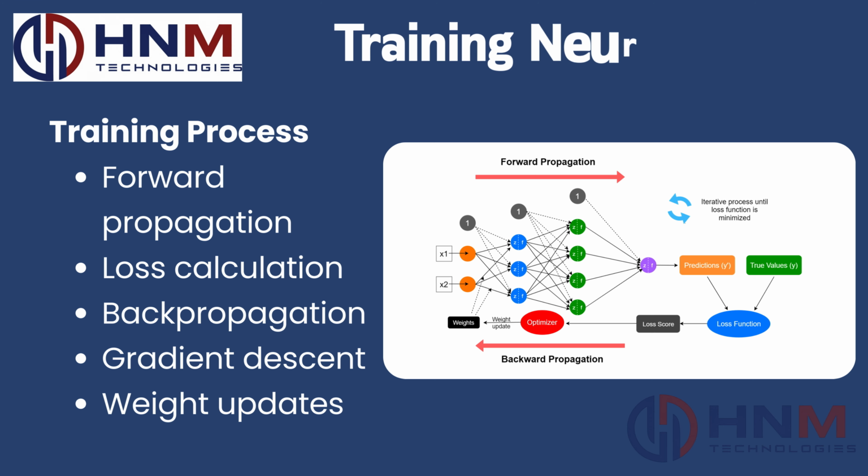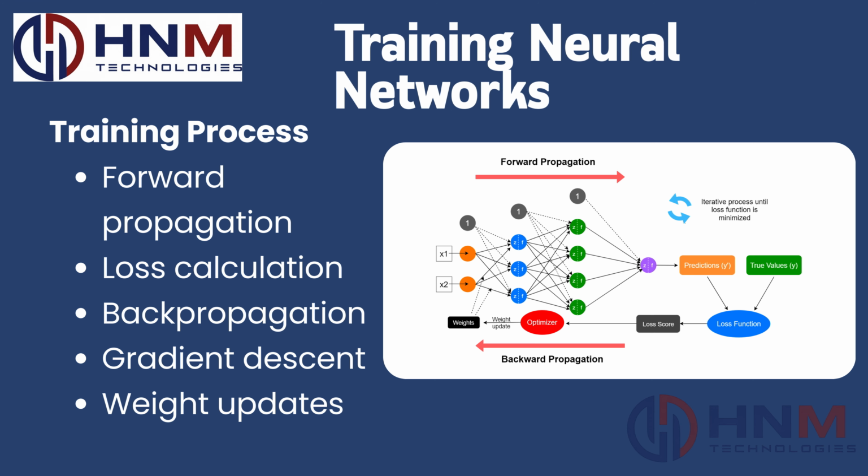Training a neural network involves several steps. First, input data passes through the network. This is called forward propagation. The model produces an output. Then we calculate the error using a loss function. Backpropagation is used to adjust weights to reduce error. Gradient descent optimization helps find the minimum loss. This process repeats multiple times until the model achieves optimal performance.